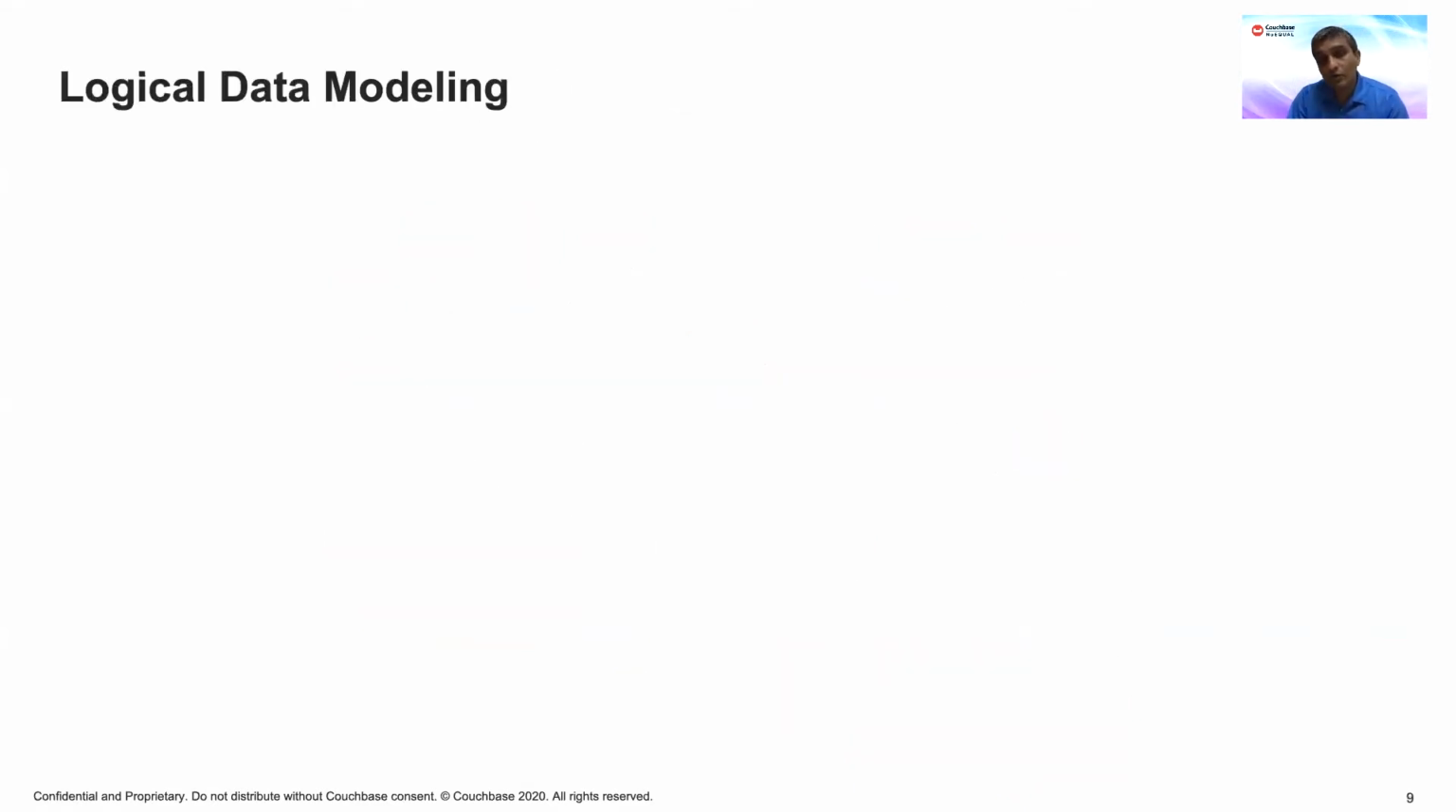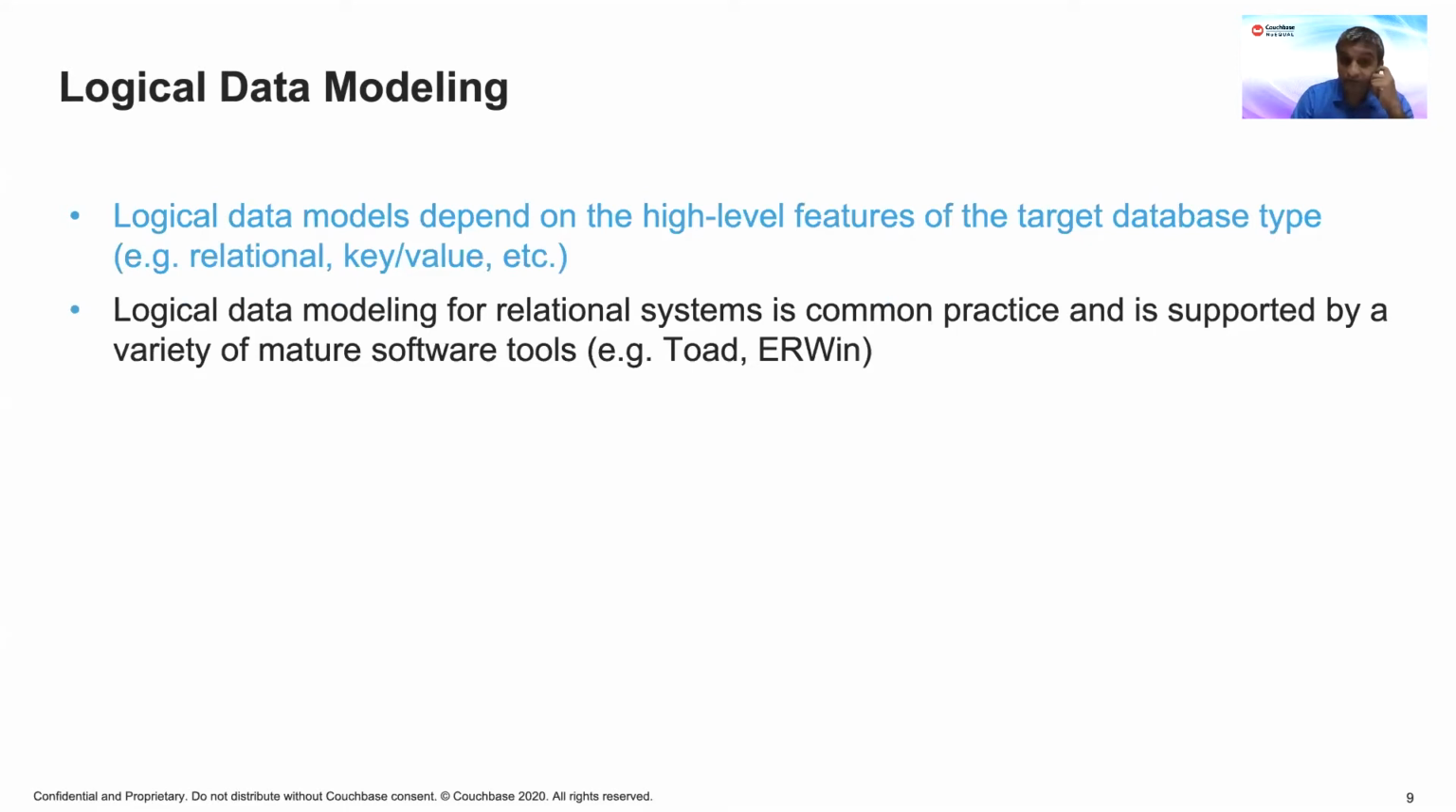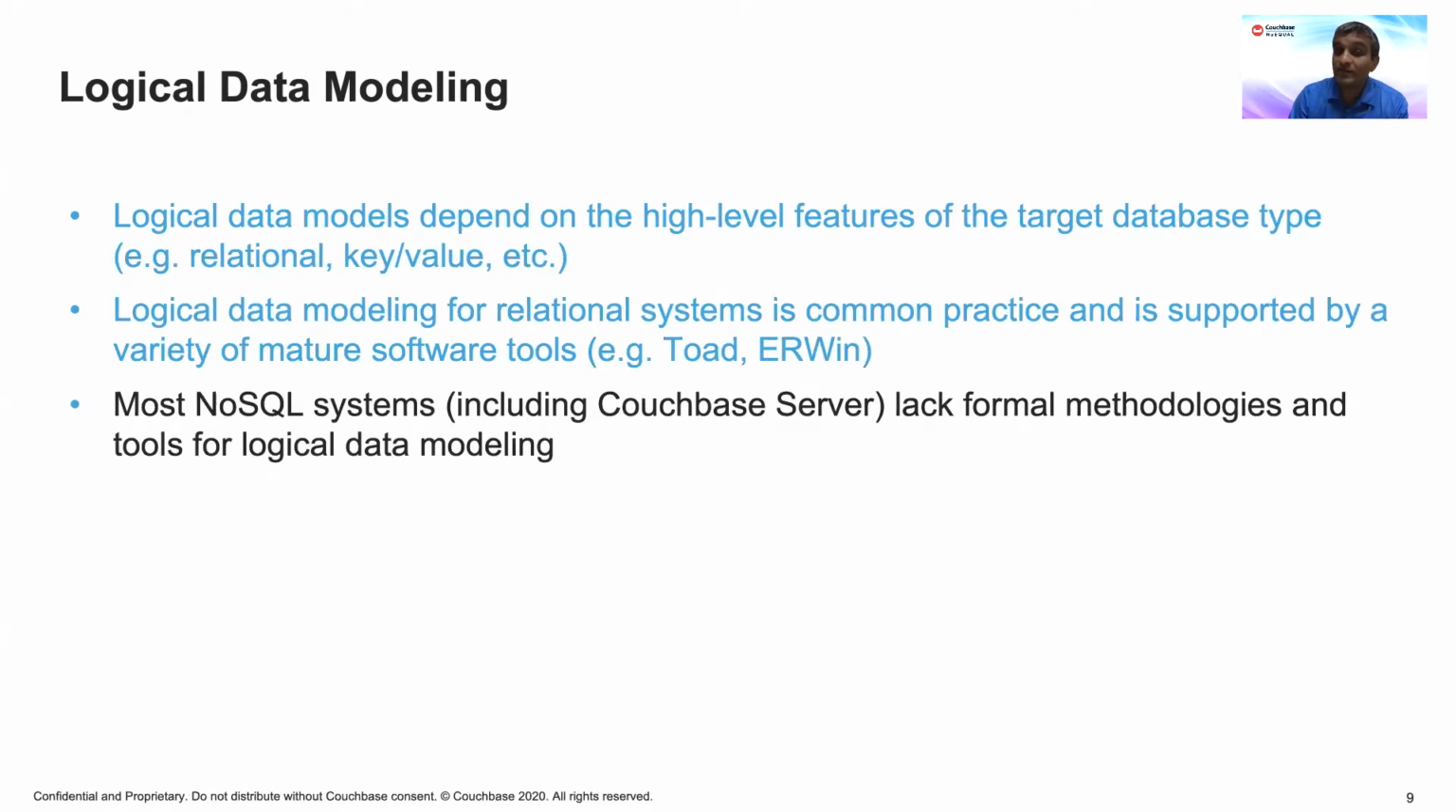But when you're talking about the logical model, it depends on the high-level features of your target database system, whether you're using a relational database, a graph-based database, or a key-value kind of database. It depends on that, right? Logical data modeling for relational systems is a much more common practice and is supported by a wide variety of mature software tools. But in case of most of the NoSQL systems, which lack formal methodologies for logical data modeling, right?